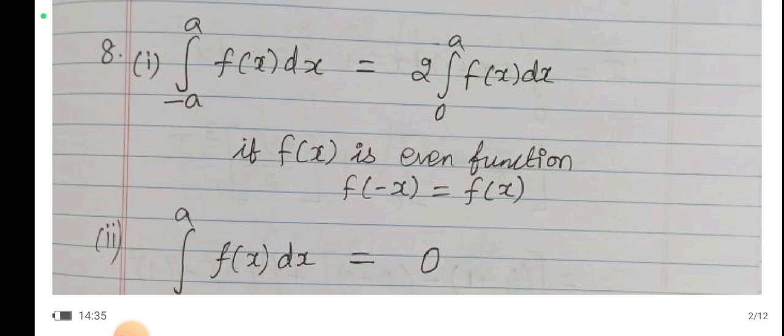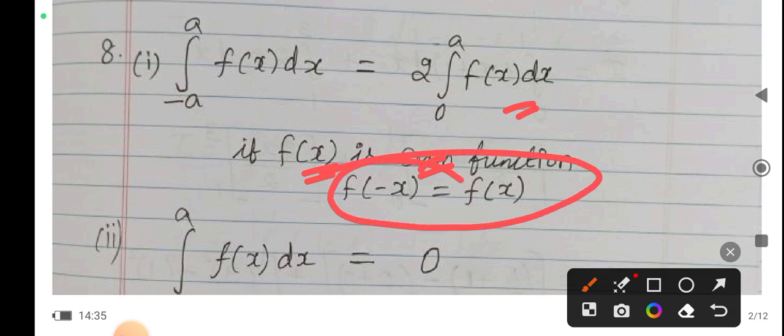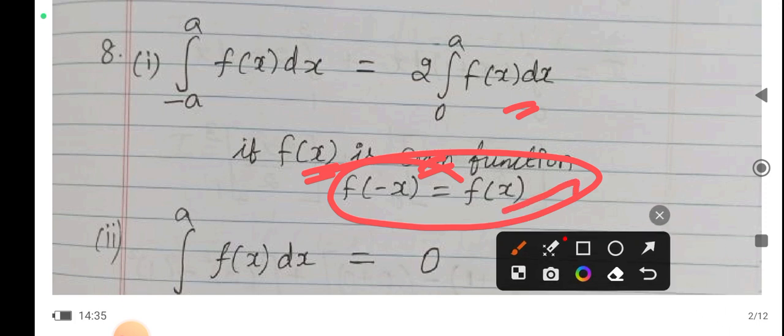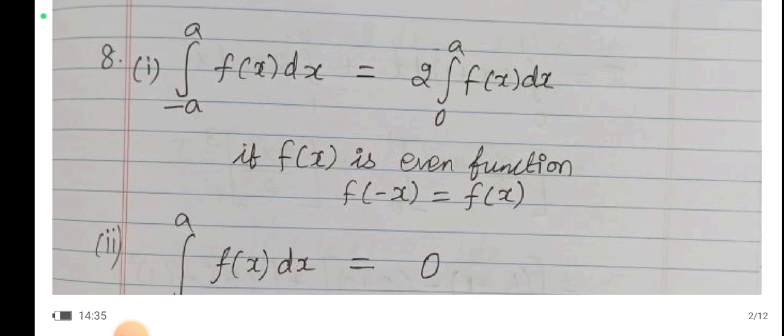Then this function, a very familiar function, we usually apply for some sums. Integral minus a to a f of x dx is 2 times integral 0 to a f of x dx if f of x is an even function. When we say f of x is an even function, children, f of minus x we get as plus f of x.